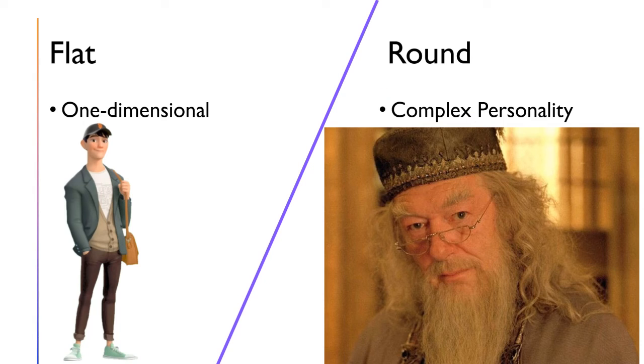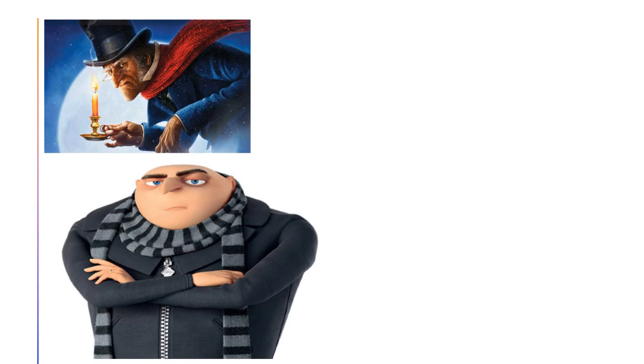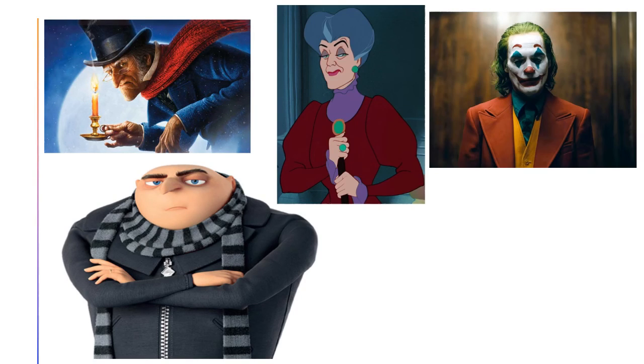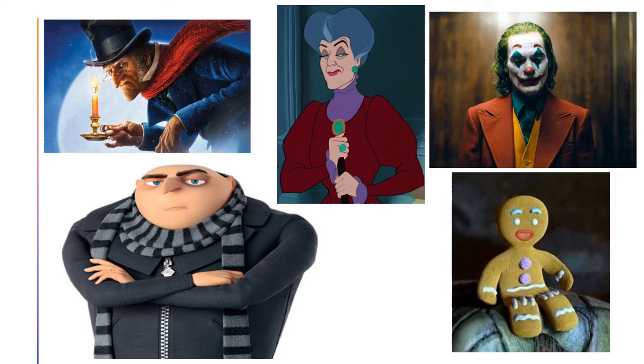Okay? So let's go back to the set of characters that we had earlier. So again, we have Scrooge, Gru, Stepmother, Joker here, and Gingerbread Man. Okay, so based on all of these characters, we can say that Scrooge is also a dynamic character, while Stepmother here is a flat character. We don't know much about her. It's just that we know her as this bad stepmother of Cinderella.